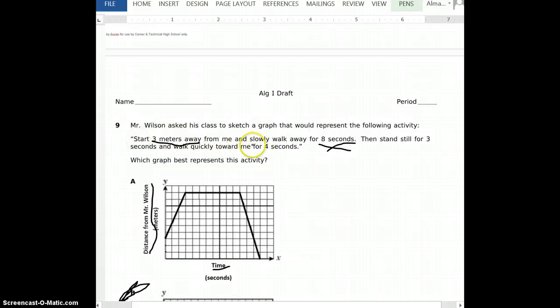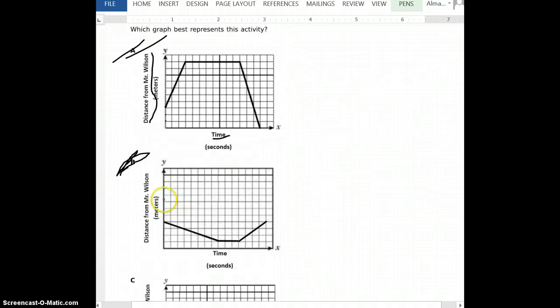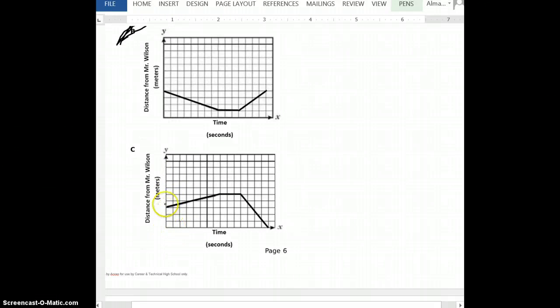Start 3 meters away from me and slowly walk away for 8 seconds. If we're walking away from Mr. Wilson, that means that our distance between us and Mr. Wilson is increasing, and it has to increase for 8 seconds. This person's distance is increasing, but it is increasing over 1, 2, and 3 seconds, not 8 seconds, which is what we wanted. So A is not it. This person is walking away for 1, 2, 3, 4, 5, 6, 7, and 8 seconds. So our answer has to be F.